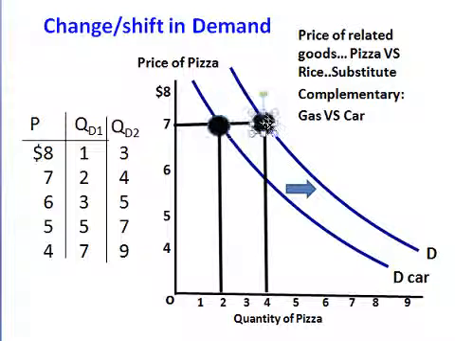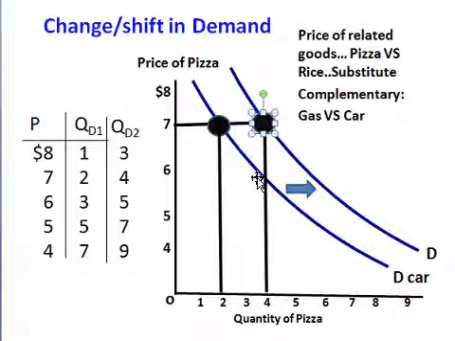Okay, suppose we are here. Suppose the price of gas goes up, but the price of car remains unchanged. So that means it is very expensive to afford a car right now. As a result, the entire demand curve will shift left.